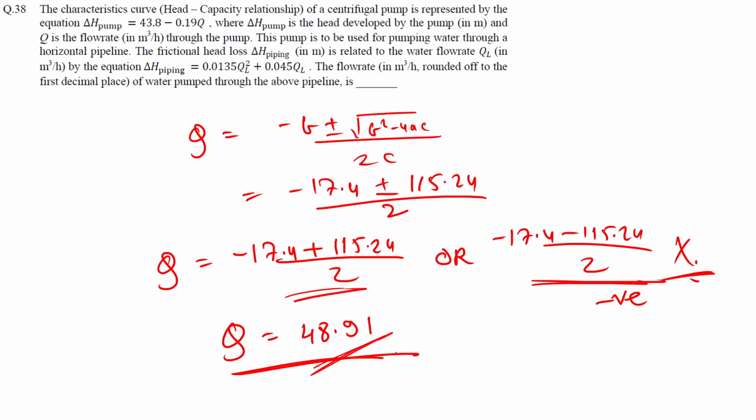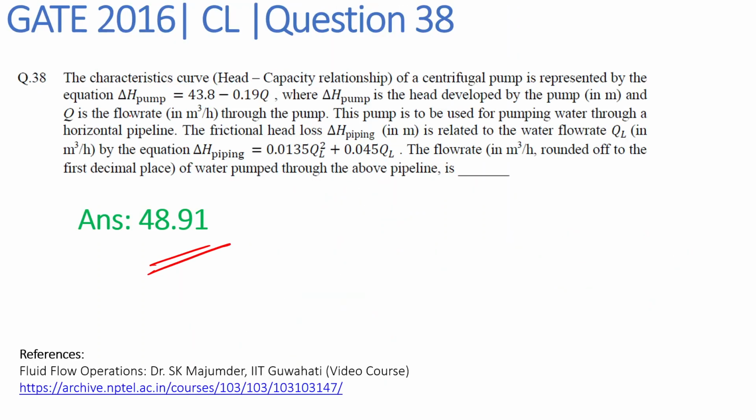So we are simply equating both of these, the head provided by the centrifugal pump and the frictional head loss due to this piping. So we'll be equating both and then solving the quadratic equation to find the flow rate, that is Q.